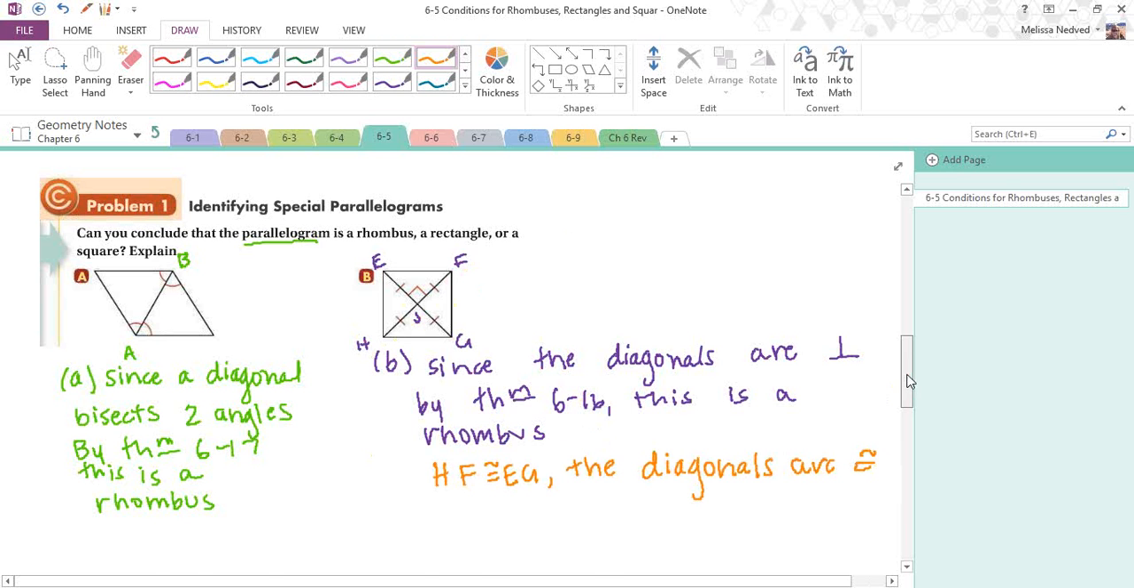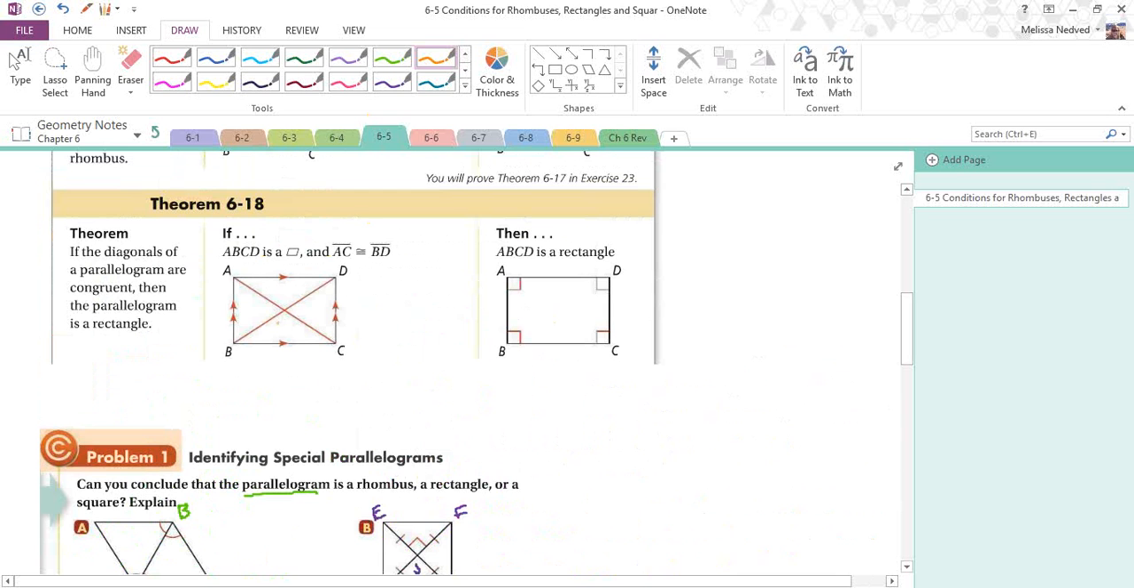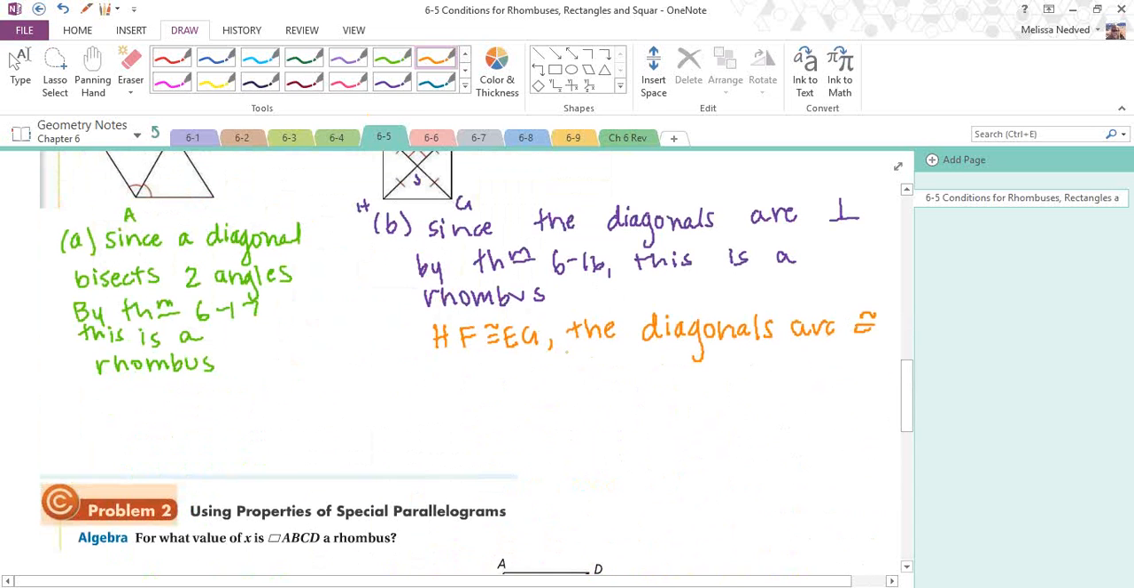So if we review our properties, this last property we looked at, theorem 6-18, said if the diagonals are congruent, we're looking at a rectangle. So this has to be a rectangle by theorem 6-18.